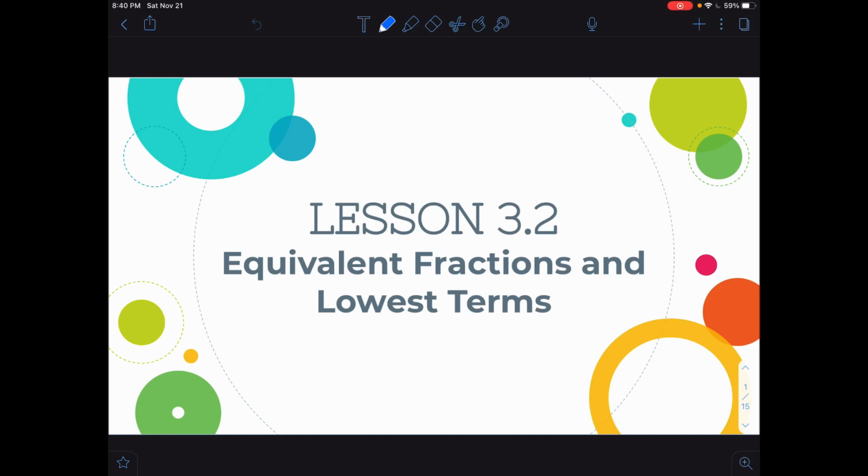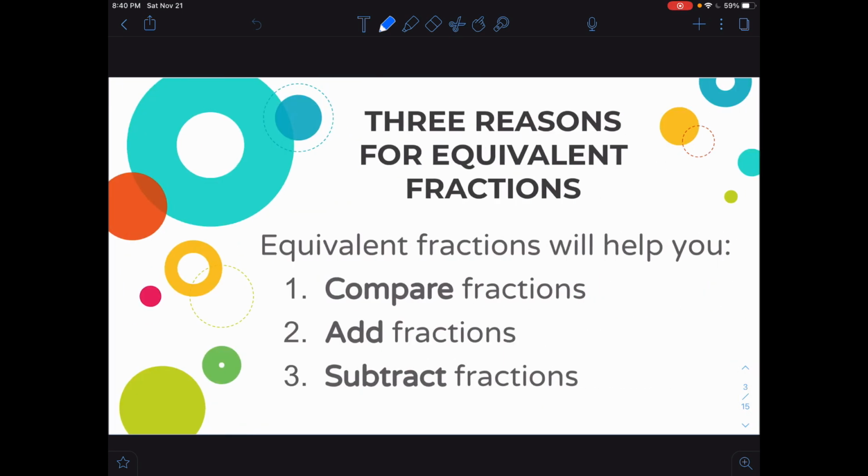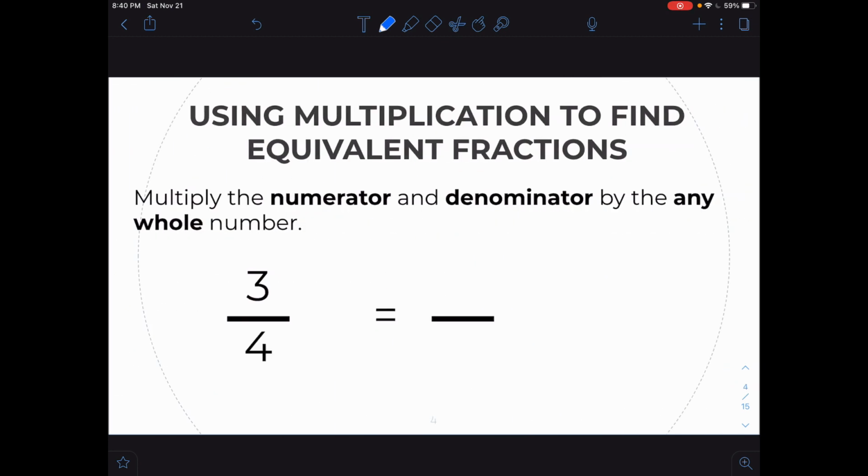Today's lesson is 3.2, Equivalent Fractions and Lowest Terms, which name our two objectives. We should be able to find equivalent fractions and to reduce a fraction to lowest terms. Three reasons we need to know how to use equivalent fractions is because they are used to compare, add, and subtract fractions. One way to find equivalent fractions is to use multiplication.